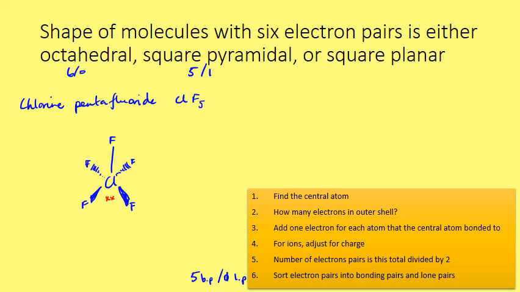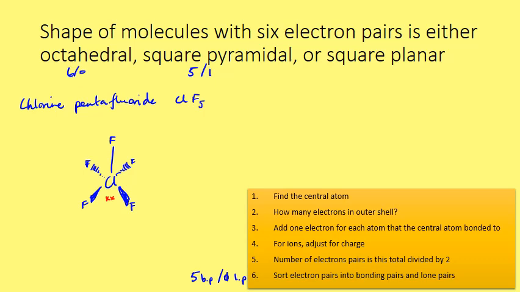And that's called a square pyramidal shape. And you can see that if the square is the base of the pyramid and the top fluorine is the point of the pyramid, that looks just like an Egyptian pyramid. So square pyramidal is the predicted shape for chlorine pentafluoride.